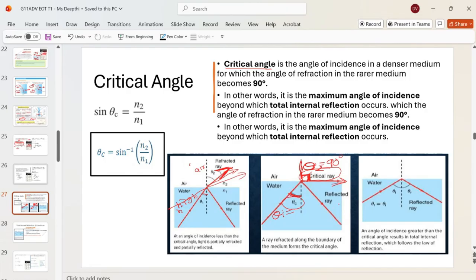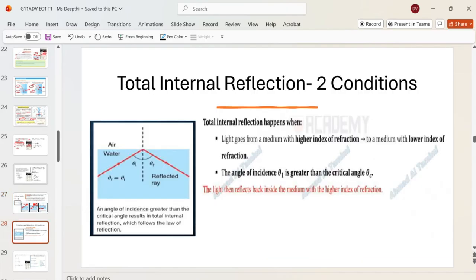Now, what happens if you again increase the angle of incidence? So you are again increasing theta 1 bigger than theta C. What happens? It will come back to water again. Look at that ray. This phenomenon is called total internal reflection. There is no refraction. All the light will be coming back to the same medium. When does this happen? This happens when the angle of incidence is greater than the critical angle.